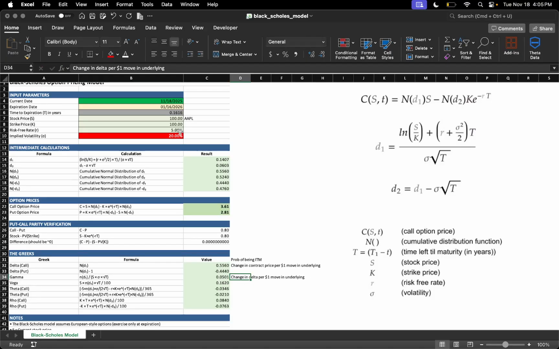And so here, if I change this by 1%, you should see delta go up by 5 cents. And it did. See? It went to 60. So gamma tells you the rate of change of delta per $1 move. Okay. And vega is the contract.